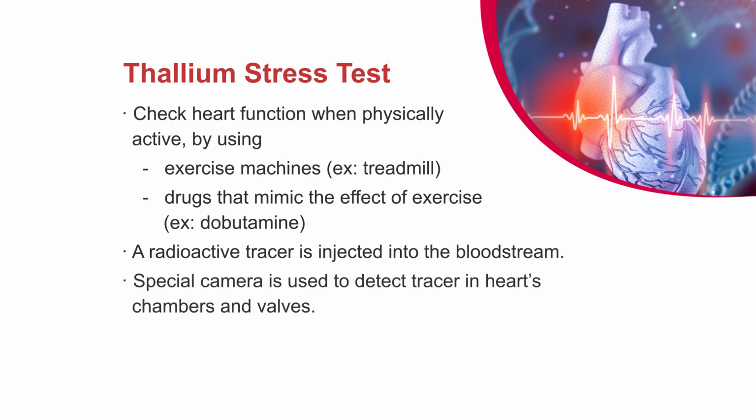Thallium stress tests are used to check heart function when the patient is physically active, by using exercise machines or drugs that mimic the effect of exercise. A small dose of a radioactive tracer is injected into the bloodstream. After that, a special camera is used to detect energy differences from the tracer in the heart's chambers and valves and can show how strongly the heart beats.